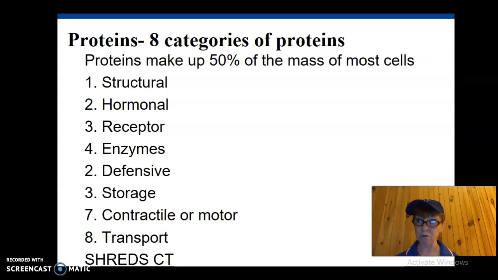And for your first test, you will need to be able to list out the 8 categories of proteins. Usually for the AP exam, you would only need to know 2 or 3 of those to be able to give a good discussion on it.